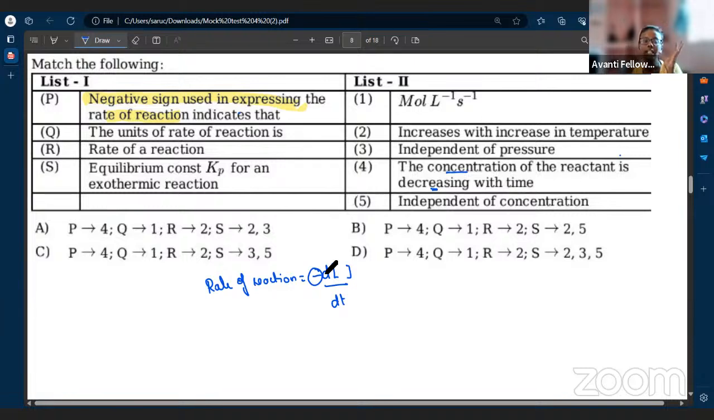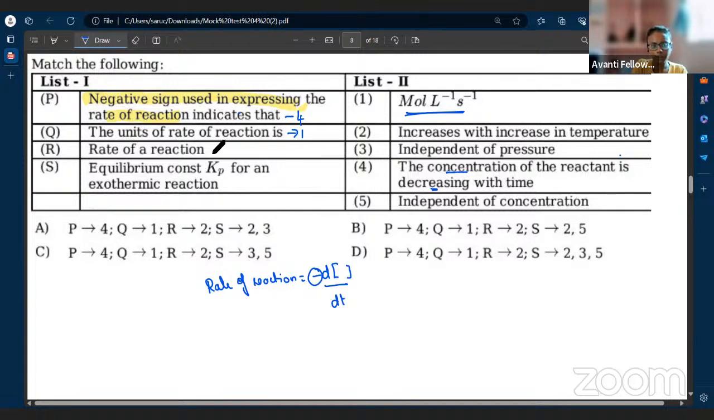When there is a reactant, as time goes by, it gets converted to product. So what happens to the concentration of the reactant? It decreases. So it indicates that the concentration of the reactant decreases with time. So P is going to be 4. Now, unit of rate of reaction. Among these, which is the unit of rate of reaction? This one. So 1.